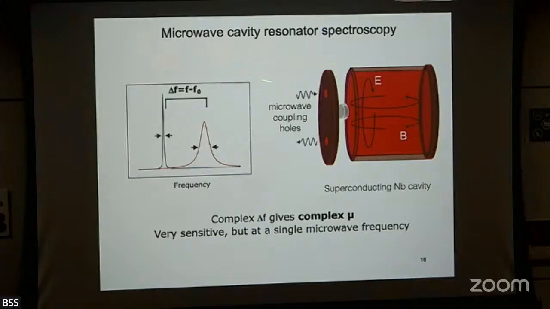One of the classic techniques for looking at the electrodynamic response at small frequencies, tens of gigahertz, which is solidly in the microwave frequency range. Recall yesterday I said we should know something about units. We're going to talk about gigahertz, we're going to talk about meV, we're going to talk about inverse wave numbers.